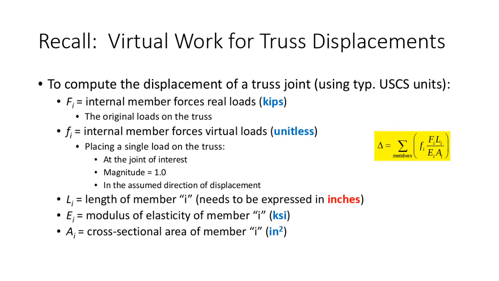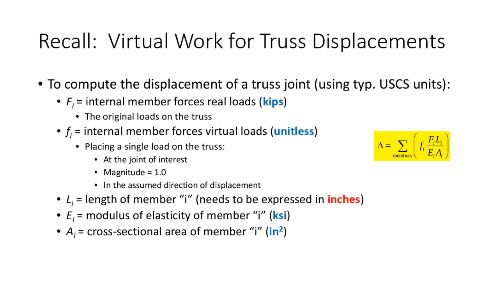And how do we compute that energy? Well, we need each member length, which needs to be in inches because of units. We need the modulus of elasticity for each member, and we need the cross-sectional area for each member. And then we need two more quantities. We need the internal member forces from real loads, from the original loads on the truss, and then we need the internal member forces from the virtual loads. I probably have a slight typo here. It probably should say a comma there, between internal member forces from real loads and internal member forces from virtual loads. I'll fix that later.